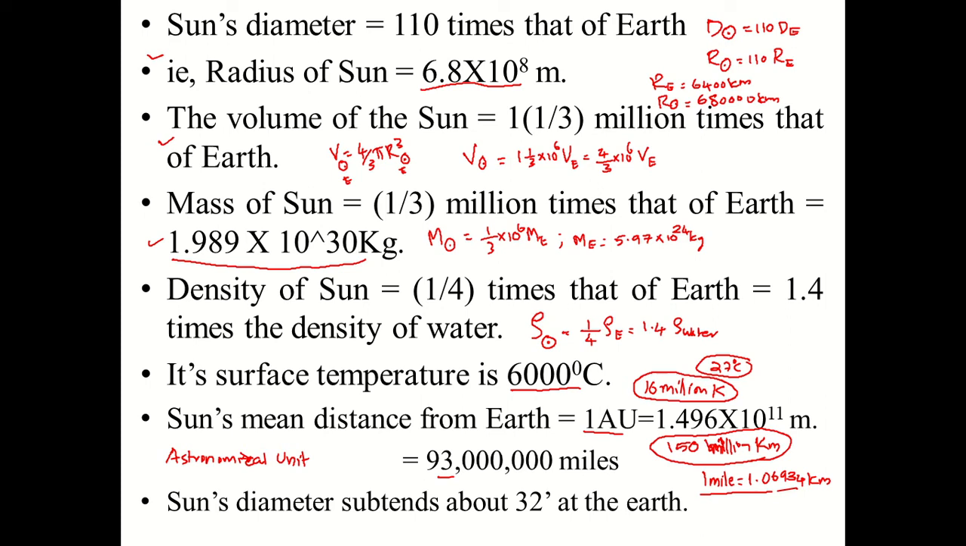Now, another interesting thing is the Sun's angular diameter, which subtends about 32 minutes at the Earth. That means if a person is standing here on Earth and the Sun is here, then this diameter subtends an angle of 32 minutes at the Earth, that means half a degree. So that represents the angular diameter of the Sun from Earth.